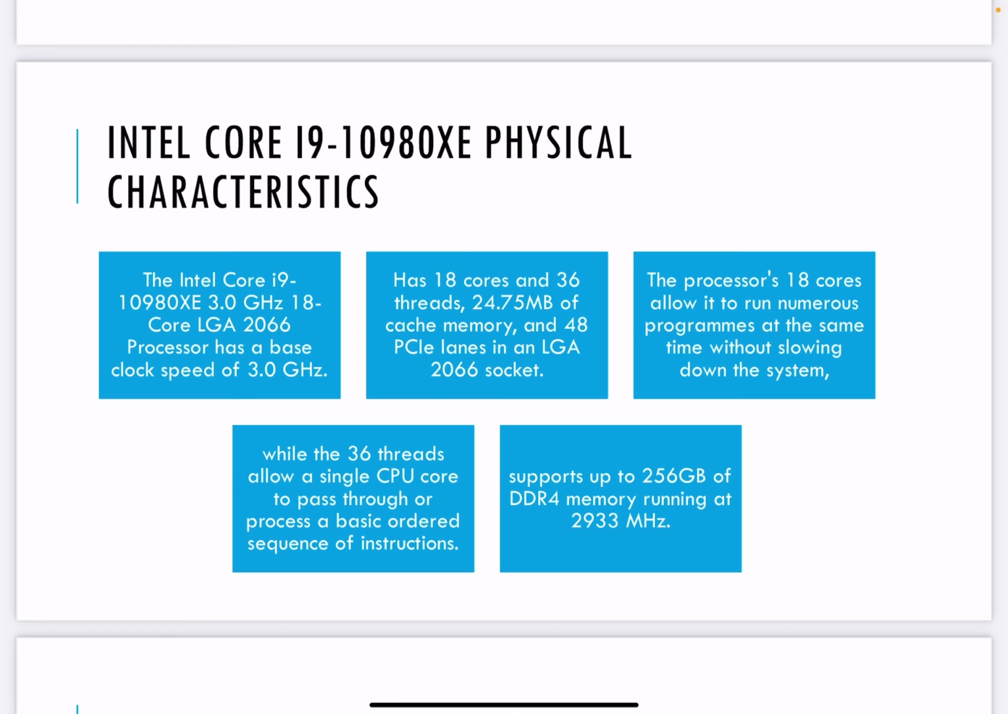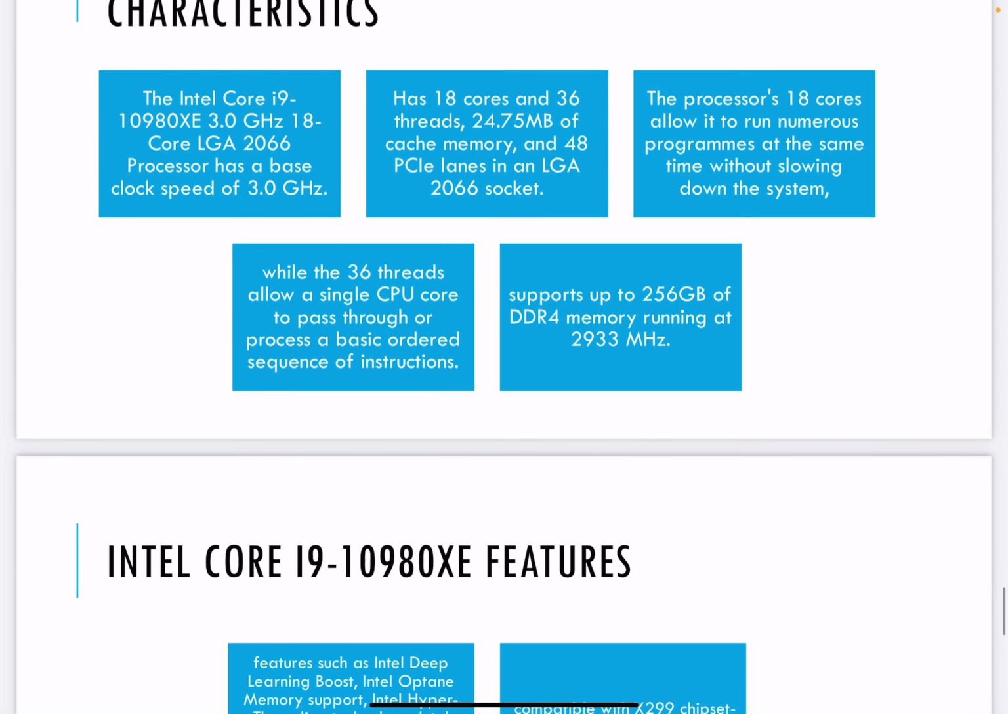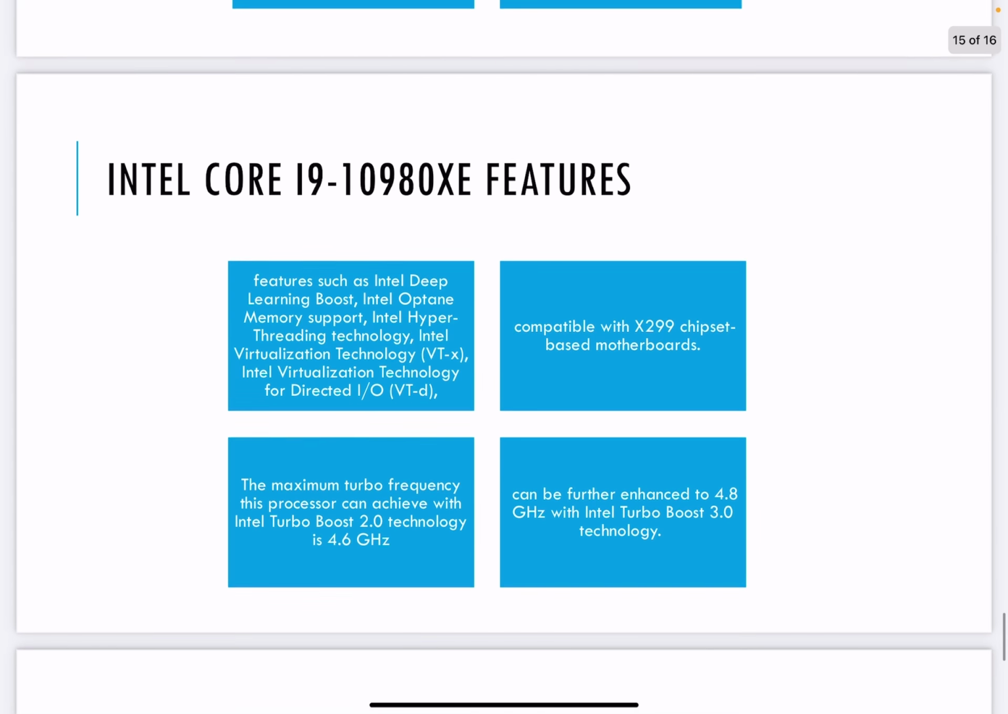The 18-core processor allows it to run numerous programs at the same time without slowing down the system, while the 36 threads allow a single CPU core to process a basic ordered sequence of instructions. It supports up to 256 GB of DDR4 memory running at 2933 MHz.